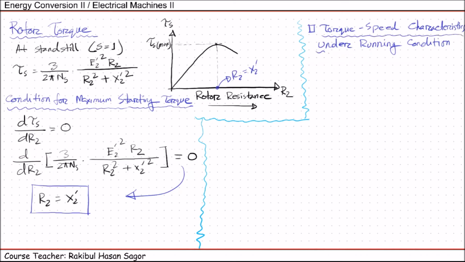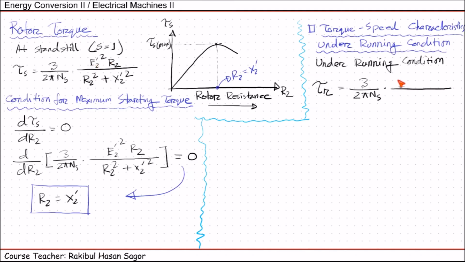So let's see how the characteristics look like. This is the torque equation at a standstill condition. That means the motor is at a standstill, the rotor is not rotating. Now under running condition, the torque equation tau r is 3 over 2 pi Ns into, the equation is similar to this one, but instead of writing e2 prime square, we need to multiply that value with a slip. The slip value varies with the speed. So e2 prime square into r2 divided by r2 square plus s into x2 prime square, as we saw in the previous page.